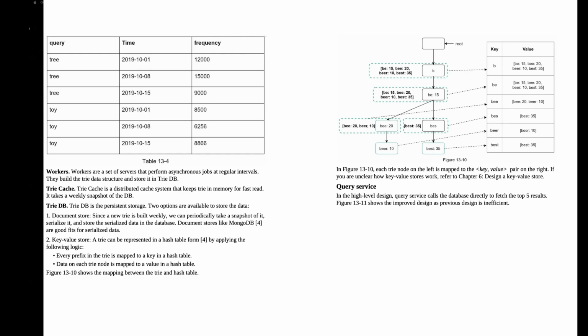Okay, let's read the second point. A trie can be represented in a hash table. Every prefix is mapped to a key. Data on each trie node is mapped to a hash table entry. So every node will have an entry in the hash map, and there would be some association between these nodes also, right? Who is the parent and child, we can also store something like that.